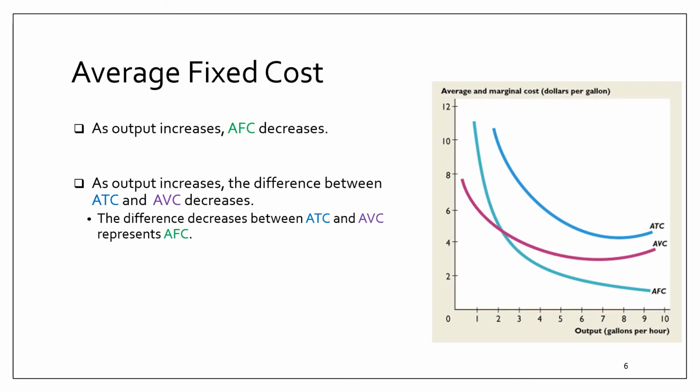In the attached diagram, the average fixed cost decreases when output increases. As output increases, the difference between average total cost and average variable cost decreases. The difference between average total cost and average variable cost represents average fixed cost.